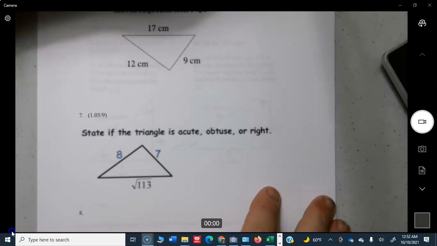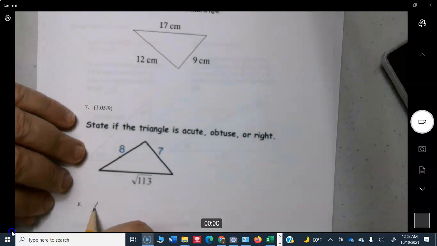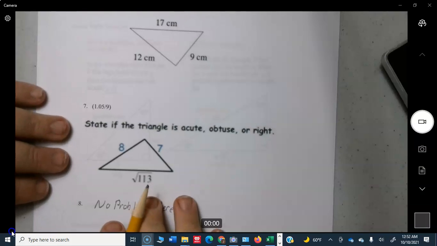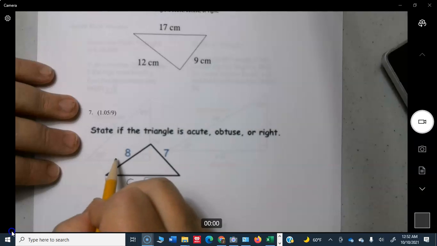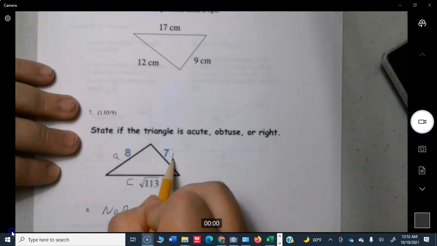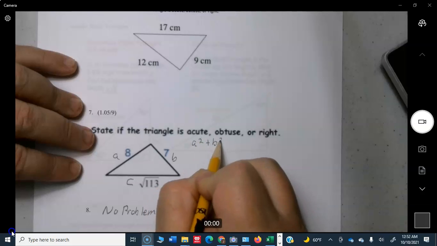And I will do number 7 with you here. Let's see, that number 8 shouldn't be there really. Let's just say no problem so you're not confused. Okay, so let's do this one, same thing. So this is C, and again, it doesn't matter which side is A and B, so we're going to do a squared plus b squared first.